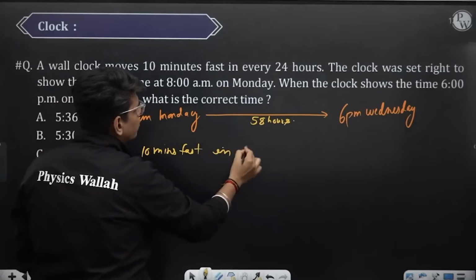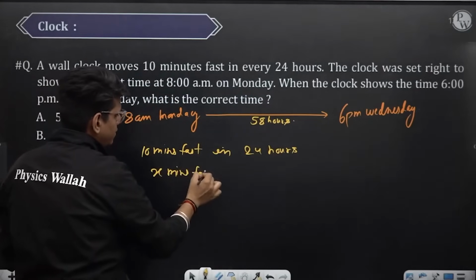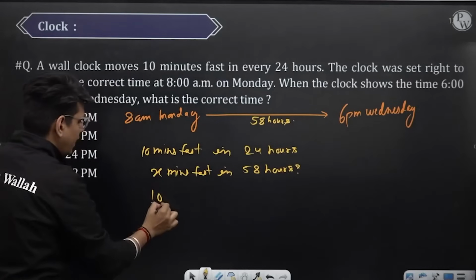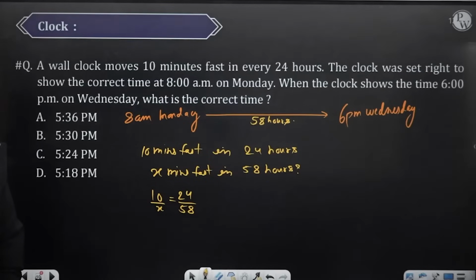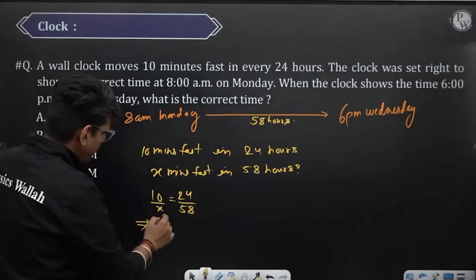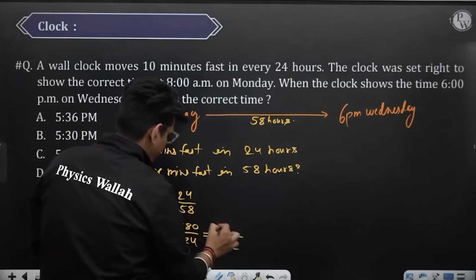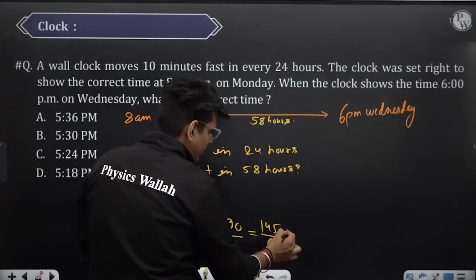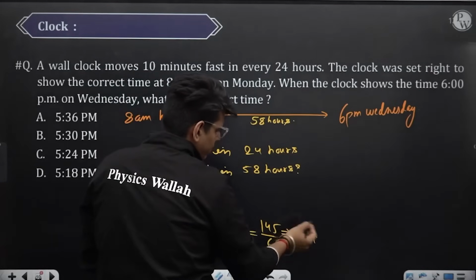Now 10 minutes fast in 24 hours, x minutes fast in 58 hours. Okay, so here 10 by x equals 24 by 58, right? You do this and you will find x equals 580 by 24, which is nothing but 145 by 6, and now divide this, where you are left with 24 point something, right?